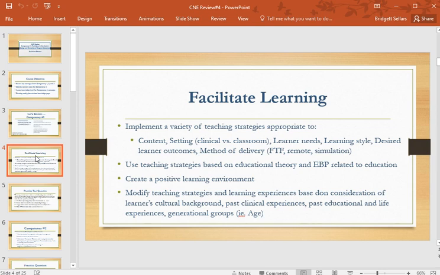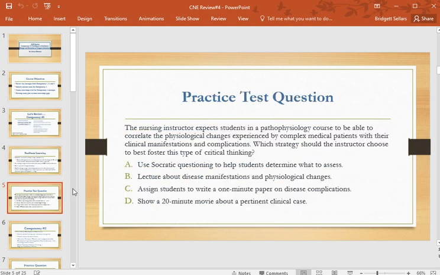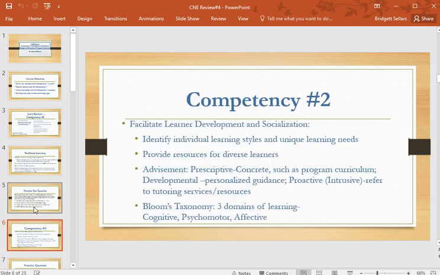When we look at our teaching strategies, we should consider the content, the setting, our learner needs and styles, the desired learning outcomes, as well as our method of delivery. First practice test question, if you'll pause the video. The answer is A. We want to use Socratic questioning to help students determine what to assess.